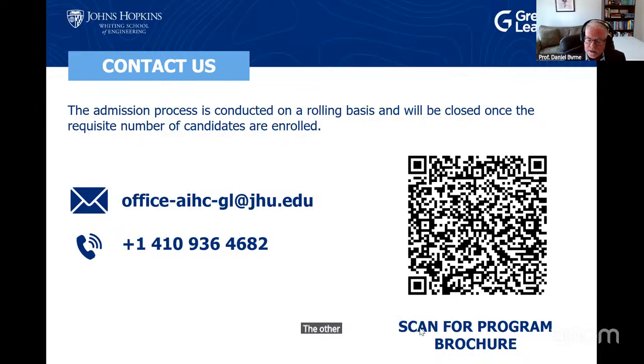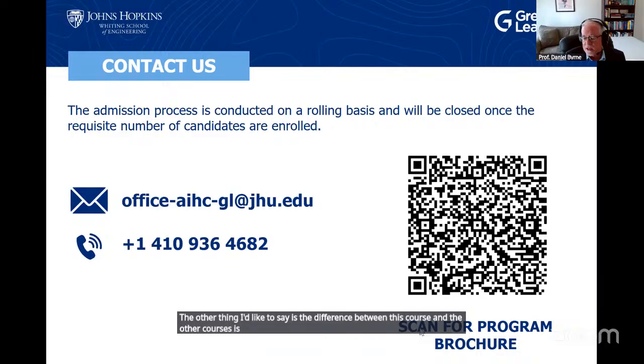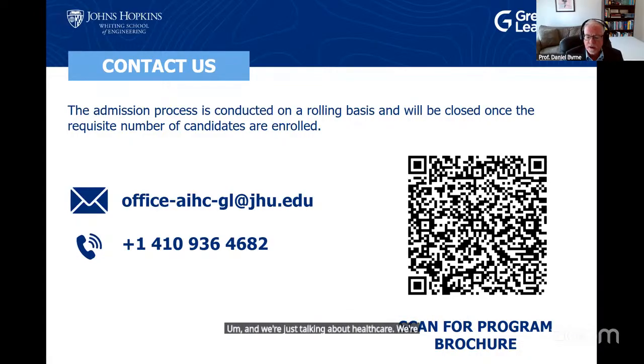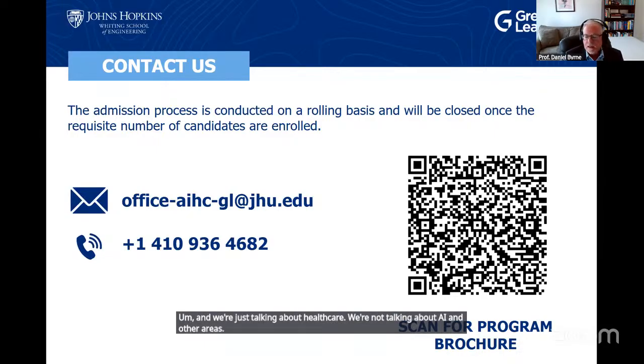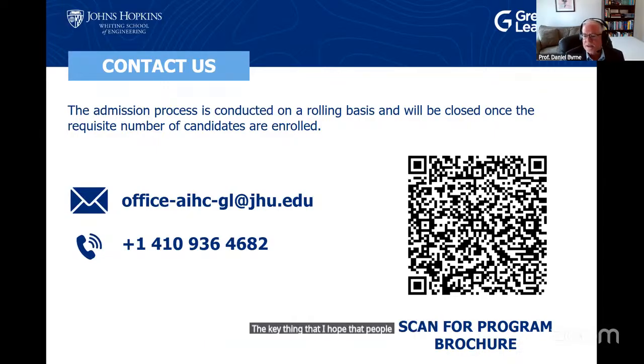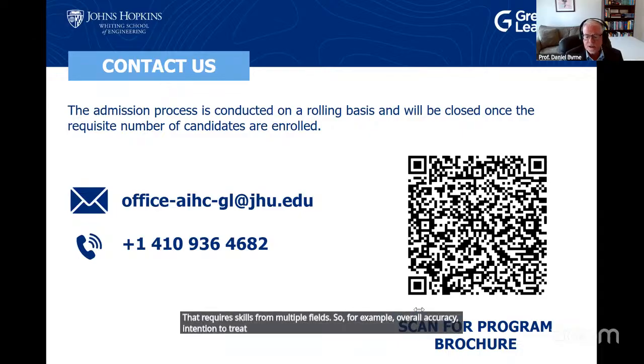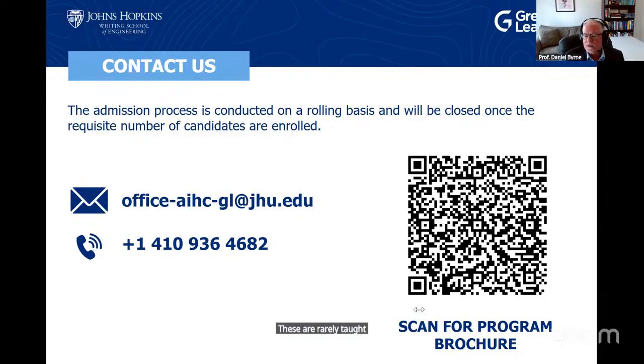The other thing I'd like to say is the difference between this course and the other courses is the instructors have a lot of experience. And we're just talking about healthcare. We're not talking about AI in other areas. The key thing that I hope people learn from this is to know when we're moving the needle with using AI to help patients. That's a key skill that is rarely taught. That requires skills from multiple fields. So, for example, overall accuracy, intention to treat, regression to the mean, these are rarely taught in other courses. So you learn these valuable skills that are essential to being successful.